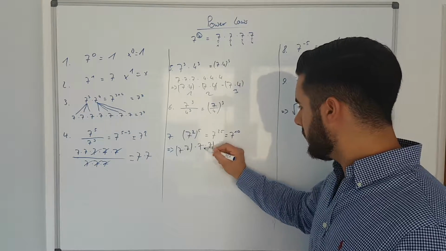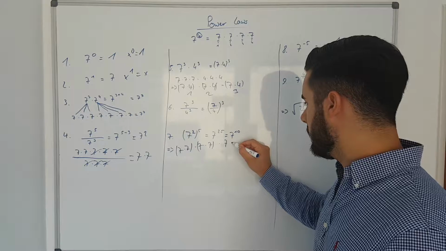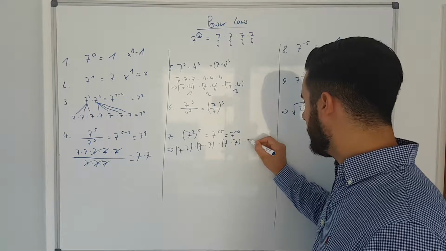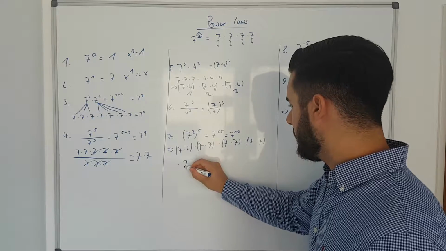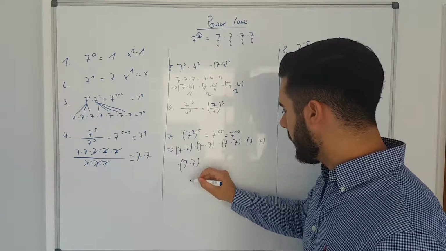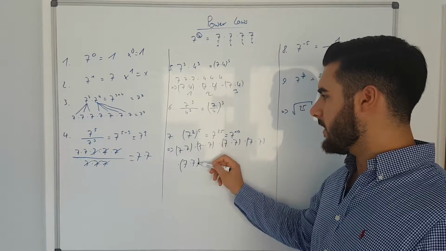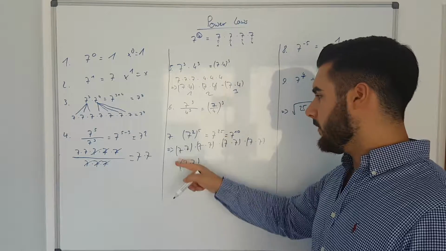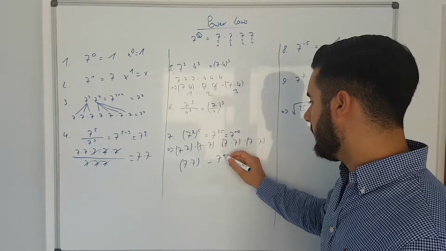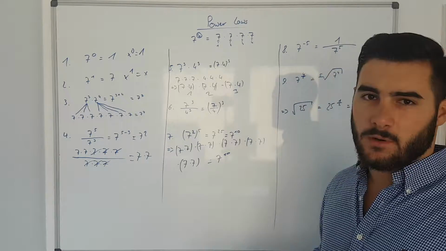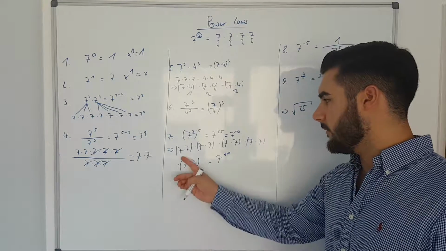So 7. So you see, this is basically what we had over here. And if you count now all the 7s, you would definitely get 7 to the power of 10, because we have 10 sevens.